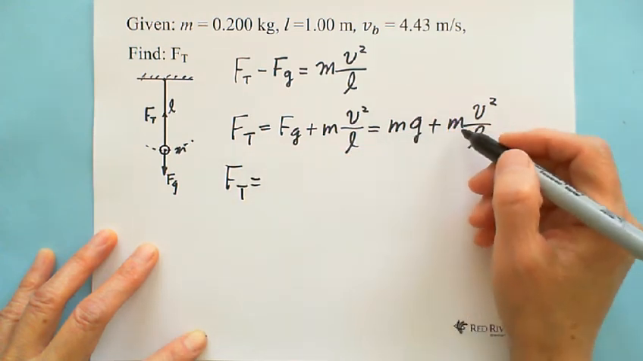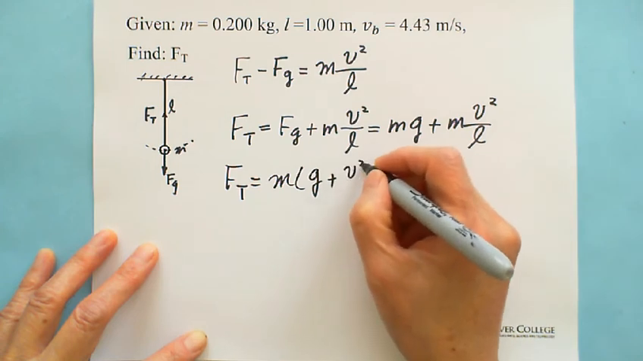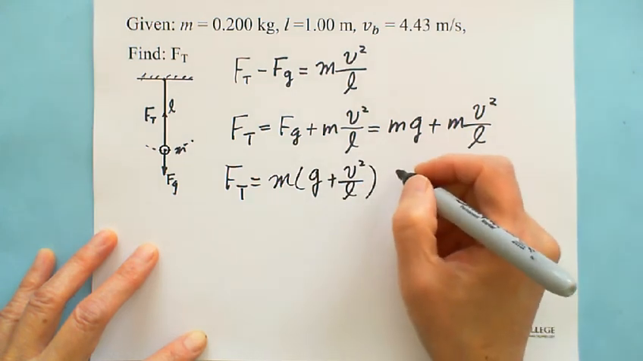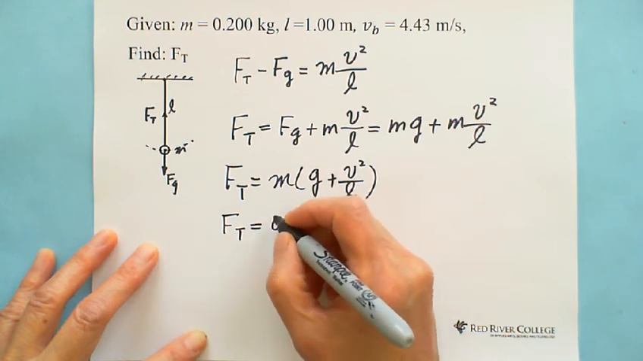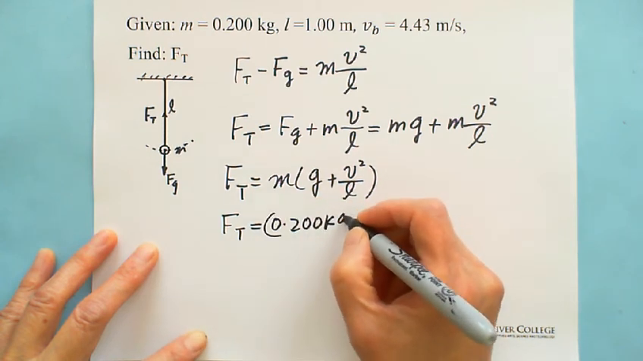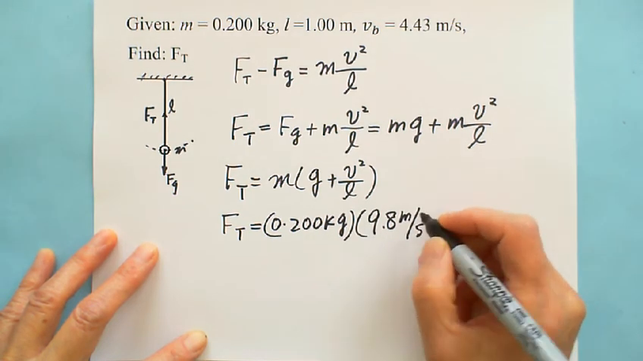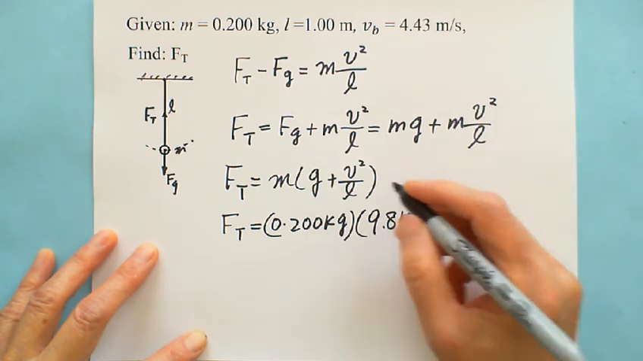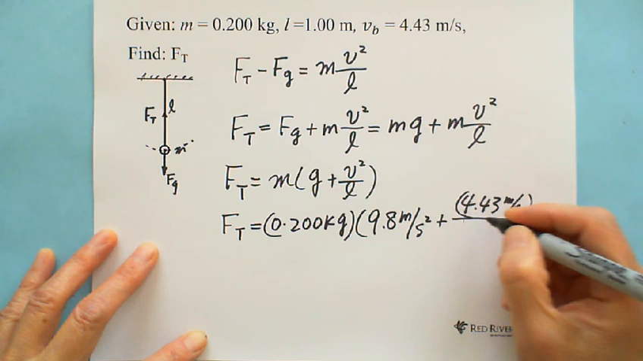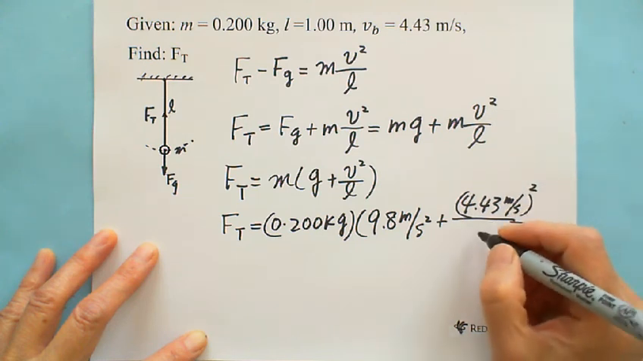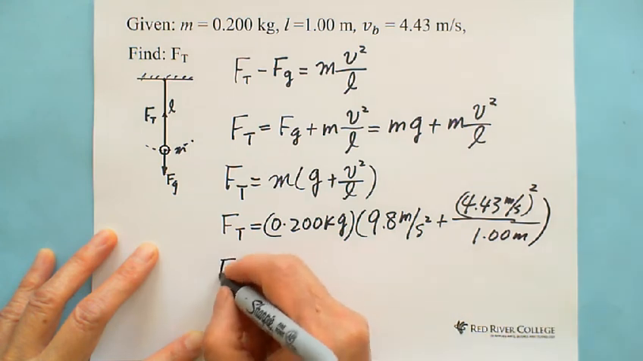We can pull m out as a common factor. We have g plus v squared over L. Now we can plug numbers in. m is 0.200 kilogram multiplied by 9.8 meters per second squared if we carry the unit, and v squared is 4.43 meters per second squared, divided by L, which is 1 meter. Then we get the tension force.